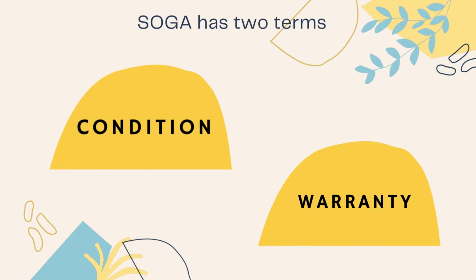Implied terms can be divided into conditions and warranties. A condition is a stipulation that is essential to the main purpose of the contract. A breach of condition entitles the innocent party to repudiate the contract. Meanwhile, a warranty is a stipulation that is collateral. The breach of warranty only entitles the innocent party to claim damages.